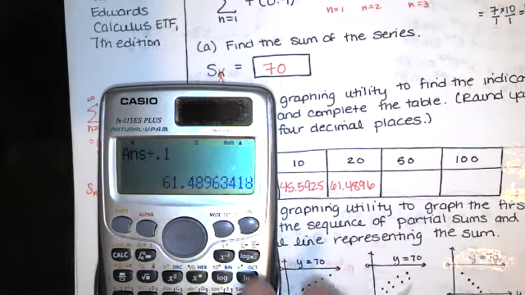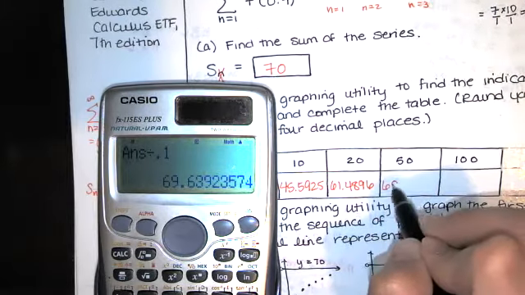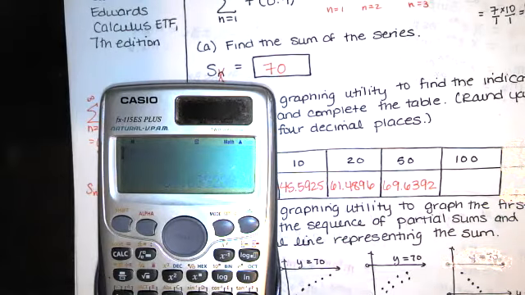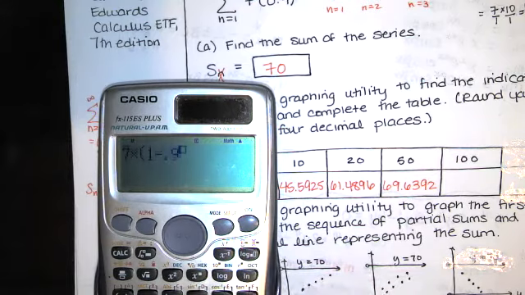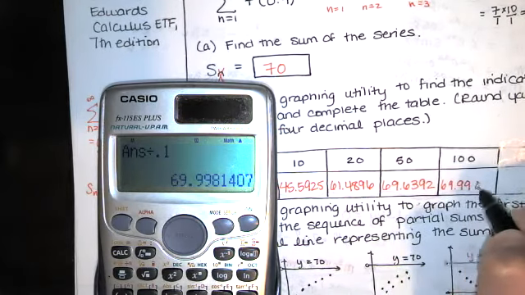And then for n equals 50, 7 times 1 minus 0.9 raised to the 50th, divided by 1/10. And so you get 69.6392. And then when n equals 100, we have 7 times the quantity 1 minus 0.9 raised to the 100th, and we're dividing by 1/10 again. So you have 69.9981.